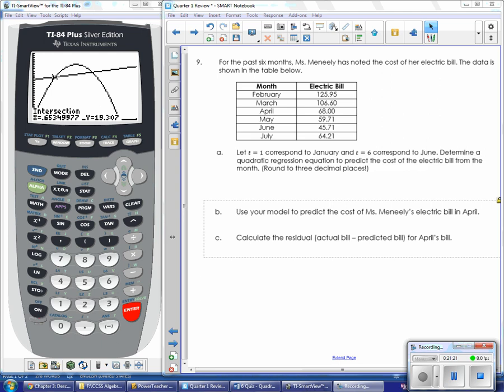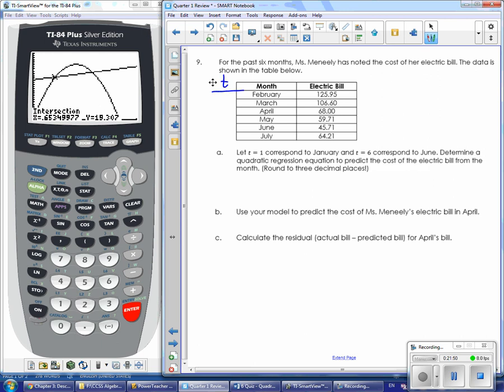Because if I think about trying to enter this data into my calculator, I can't enter those months into a list. So I have to somehow rewrite them so that they are numeric. So it says to let 1 correspond to January. So that must mean, and what I'm going to do is I'm actually going to create another column in my table, and I'm going to call it T for time, or time since January, I guess. Oops, let me fix that. I didn't mean to do it that way.